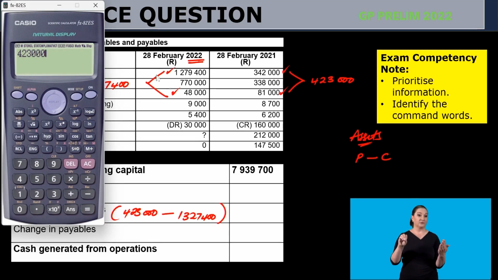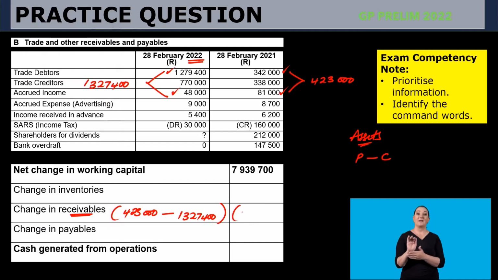423,000. Then I'll say minus 1,327,400. And then I'll get 904,400. You can see it's a negative. It's a negative 904,400. So I'll come here, cash outflow, 904,400, a cash outflow. Let's come now and we do the last part.